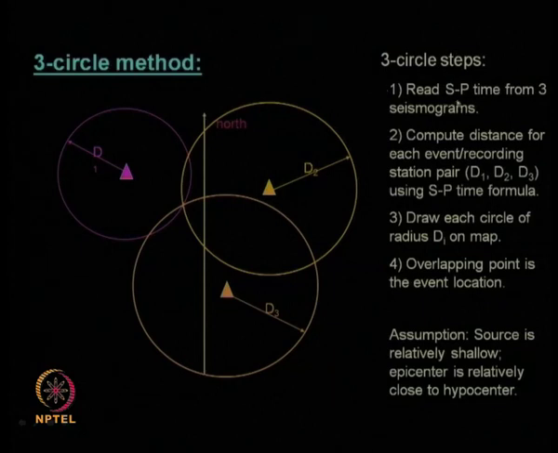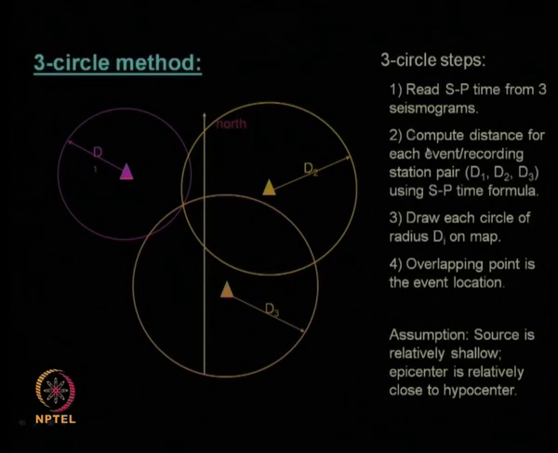First, you have to read the S wave arrival and P wave arrival time at a minimum of 3 seismograms, which are located far apart from each other. That means, all over the world, you have to select a minimum of 3 seismograph stations, where reliable data has been recorded for both P wave as well as S wave, and get the time difference of arrival of the P and S wave from those 3 minimum seismogram stations.